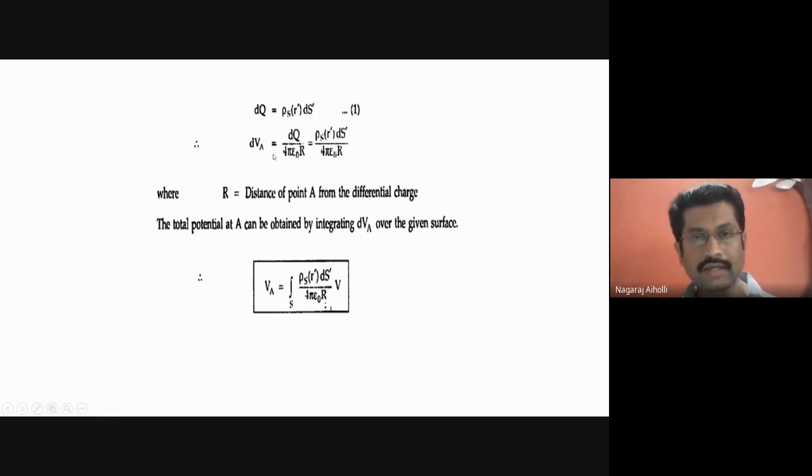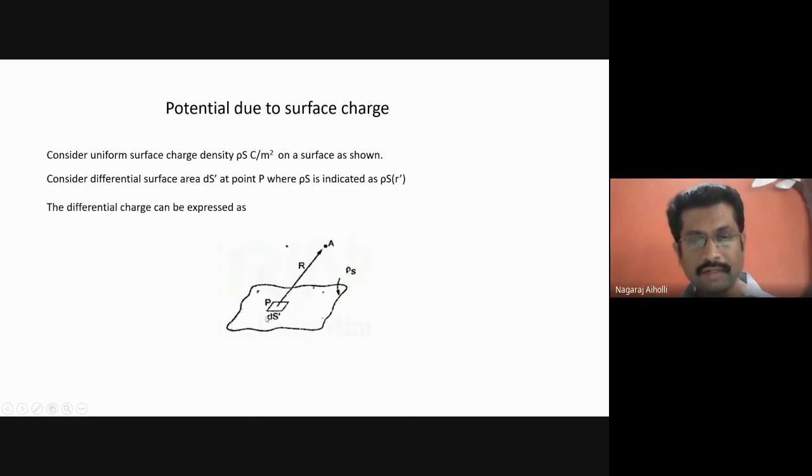And dV is given by dq by 4 pi epsilon naught R. That is, dV is rho s into r dash into ds dash divided by 4 pi epsilon naught R. Now R is again the same thing. It is the distance of point A from the differential charge dq, which is present at ds dash. The distance from point A to the differential charge dq present at ds dash gives the distance capital R.